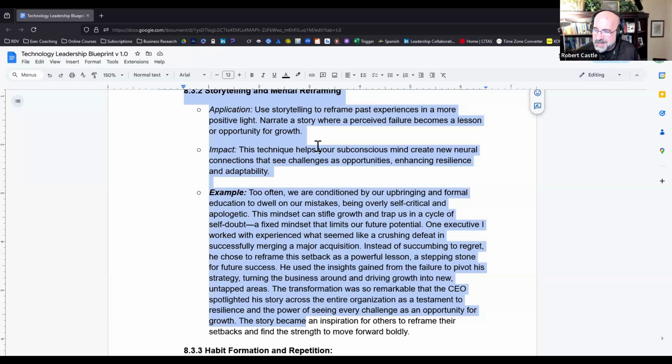success. He used the insights gained from the failure to pivot his strategy, turning the business around and driving growth into new untapped areas. The transformation was so remarkable that the CEO spotlighted his story across the entire organization as a testament to resilience and the power of seeing every challenge as an opportunity for growth. The story became an inspiration for the entire organization to reframe their setbacks and to find strength to move forward boldly.